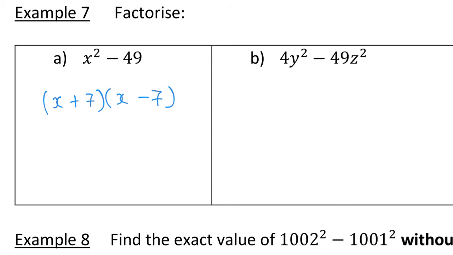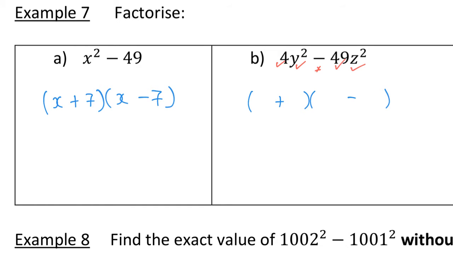In example B, what we have is, again, 4y squared is a square term, and 49z squared is a square term. And we've got a takeaway. So this is the form of difference of two squares. So we've got our two brackets. One's going to be a plus and one's going to be a minus.